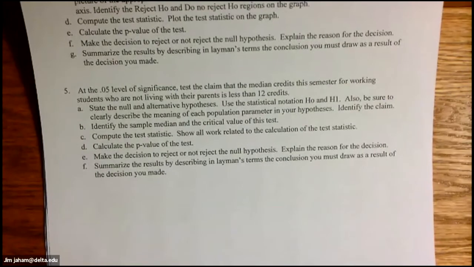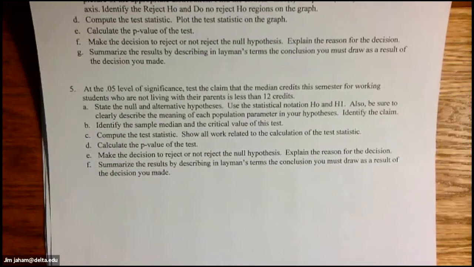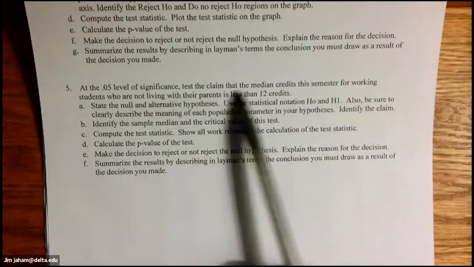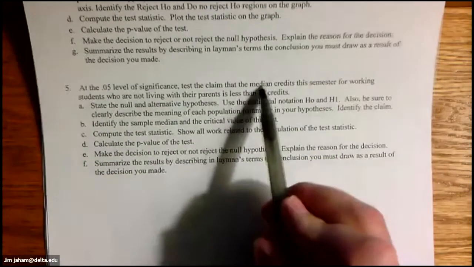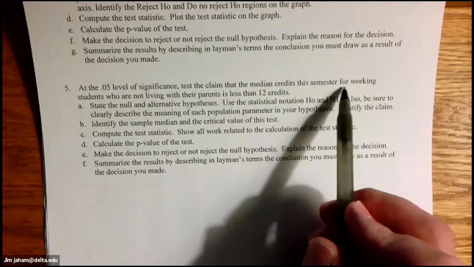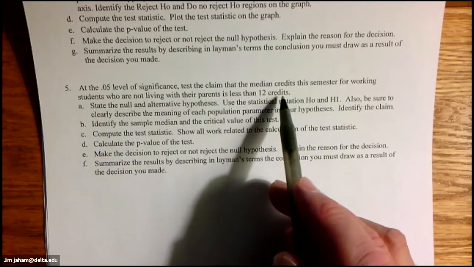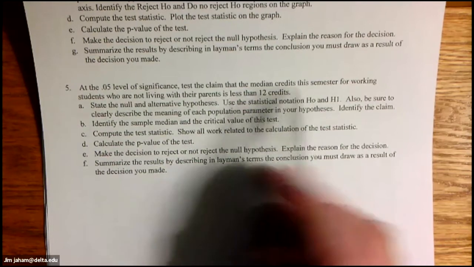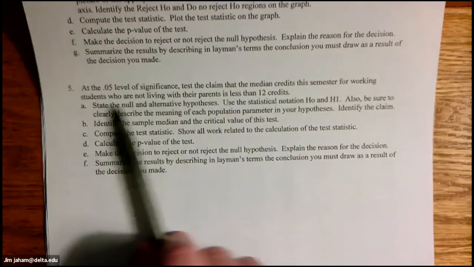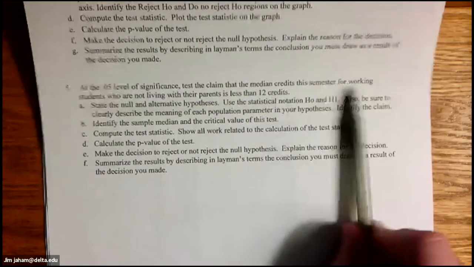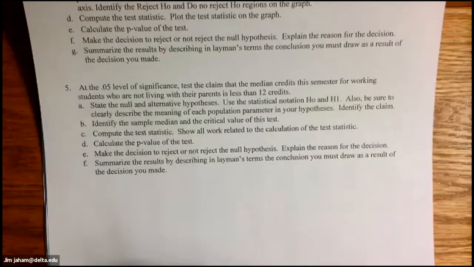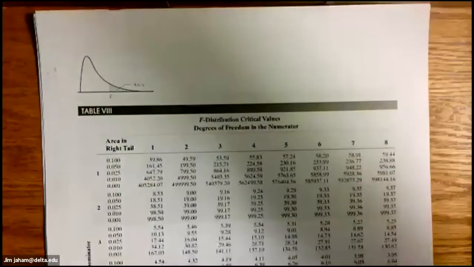And then the 5th one, this is really going to help you for the final exam. Really going to help you identify the appropriate test to take. Test the claim that the median credits per semester for working students who are not living with their parents is less than 12 credits. So again, you need to go to the item on the survey that corresponds to the number of credits, and are they working, and are they living with their parents, and put all that together to find the sample statistics needed to test this claim. All right, so that's the project, and that's what's expected.